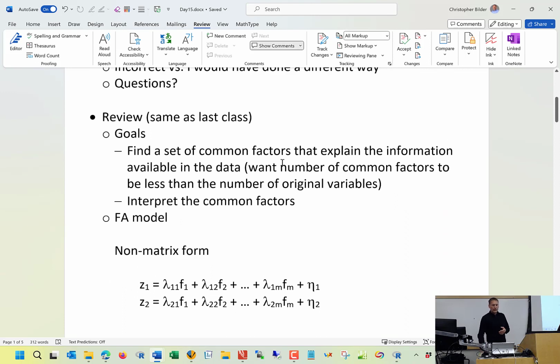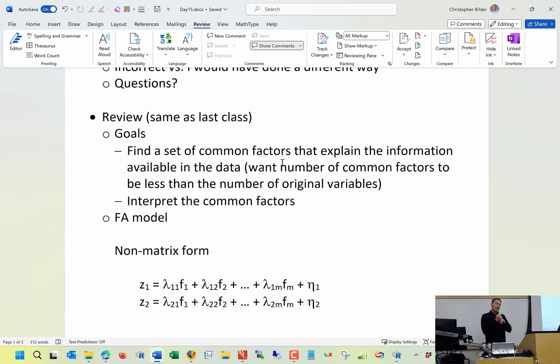Let's do a real brief review of factor analysis, and this is going to help us lead up to where we left off last time. Again, what we're trying to do is find a set of common factors that explain the information that's available in our data, with as small a number of common factors as possible. Also, we like to be able to interpret these common factors, and we're going to spend some time on that today.